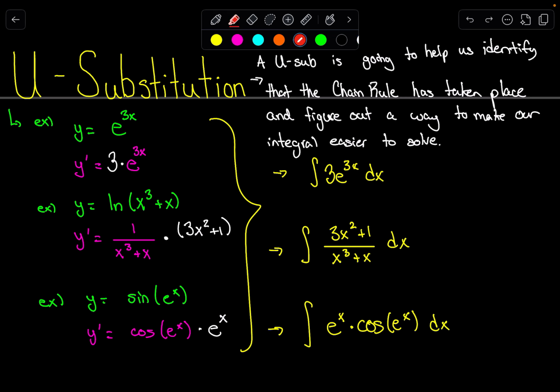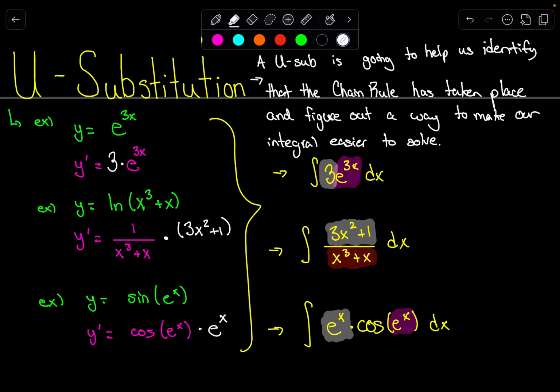But the reason why I'm putting these side by side is that we're hoping to identify that if we have some sort of function, say like e to the 3x, and we have a guess that the chain rule has taken place in some way, shape, or form, right? So here we have 1 over x cubed plus x, and we astutely notice that the derivative of that is sitting up here in this problem. And same thing in the bottom one, that we have an e to the x here, but the derivative of e to the x is also e to the x, and that also happens to be sitting in this problem.